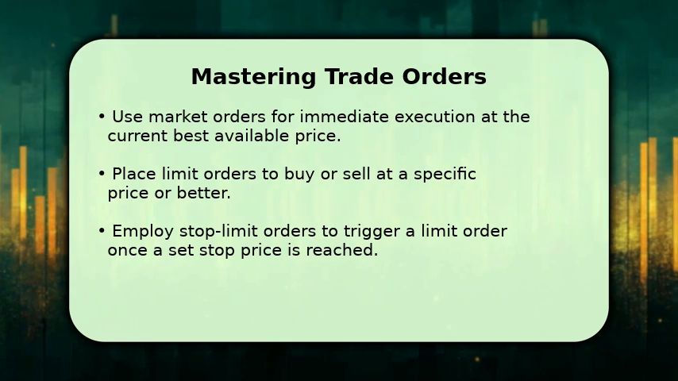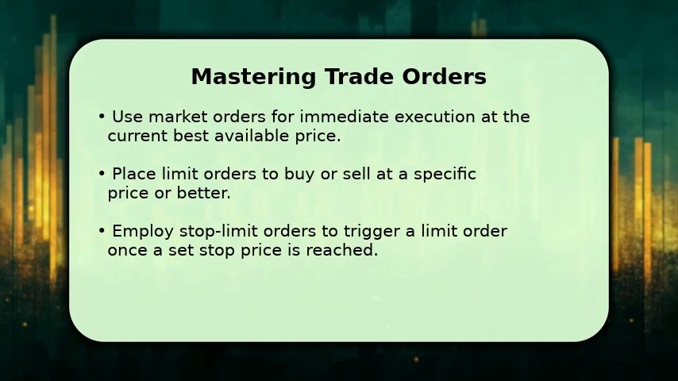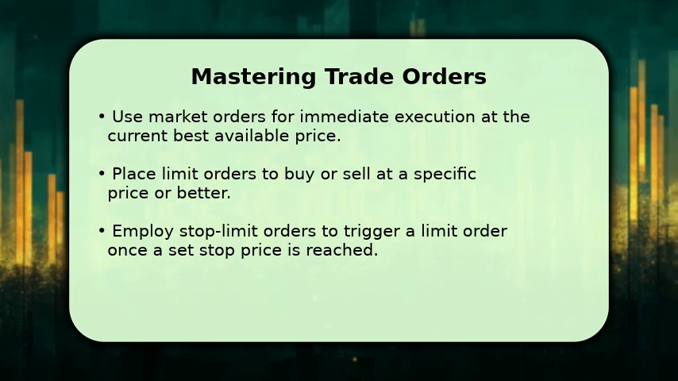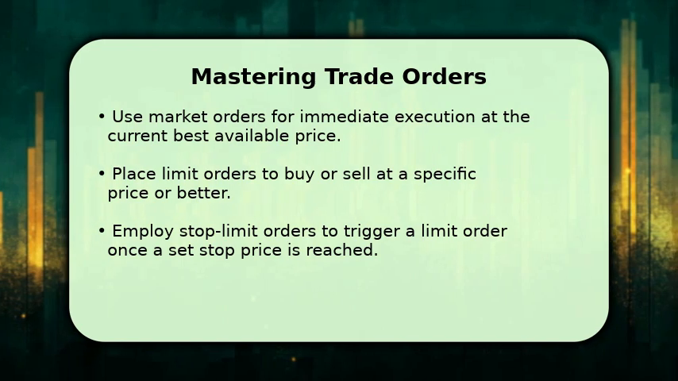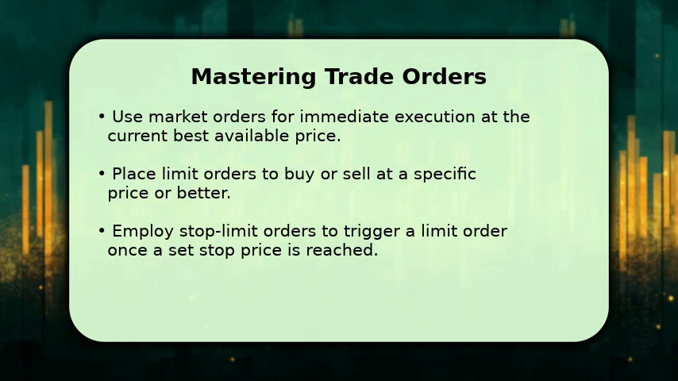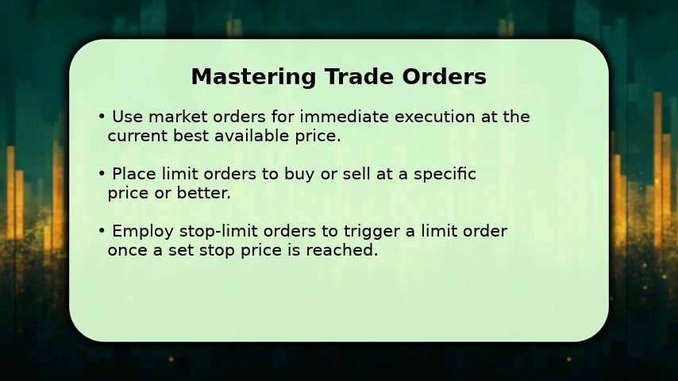A market order executes immediately at the best available price, ideal for quick transactions. For more precision, a limit order allows you to set a specific price at which you want to buy or sell, and it will only execute at that price or better. Additionally, stop limit orders combine these, triggering a limit order once your chosen stop price is met, helping manage risk effectively.